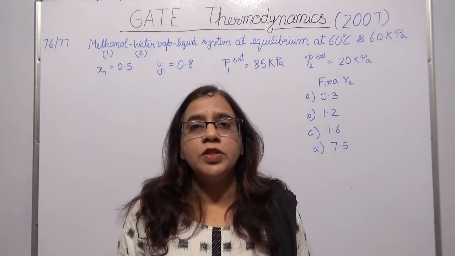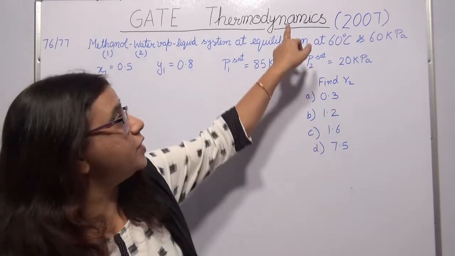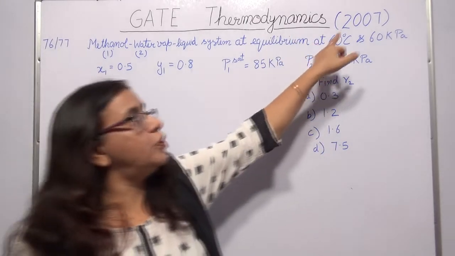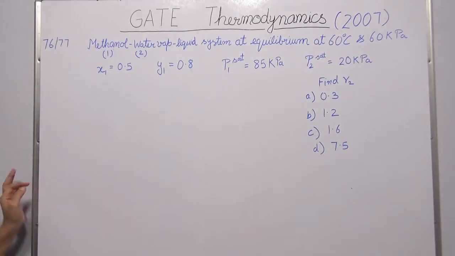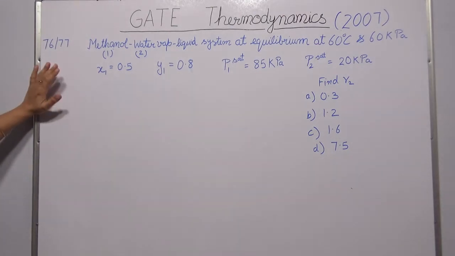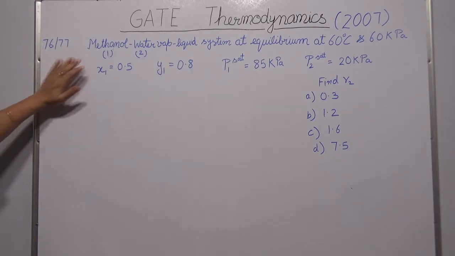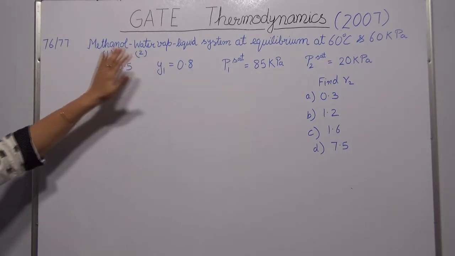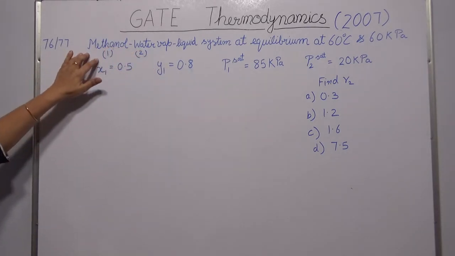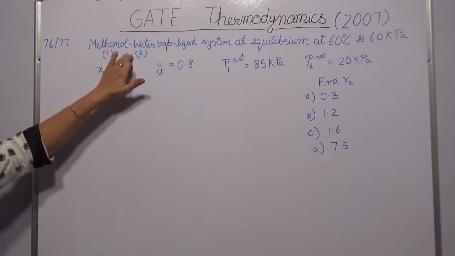In this video I am going to take problems related to thermodynamics that appeared in the GATE paper of 2007. So the first problem which I have selected consists of a binary mixture made up of methanol and water. I am going to label methanol as component 1 and water as component 2.